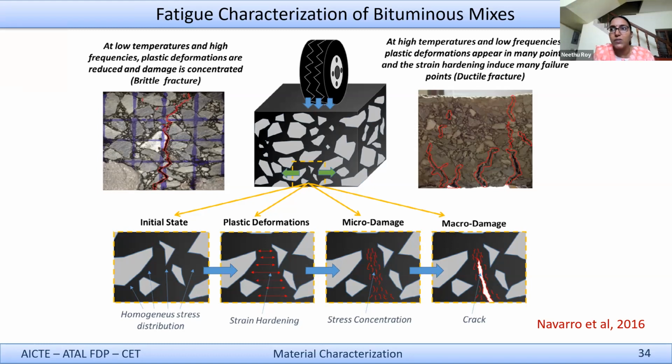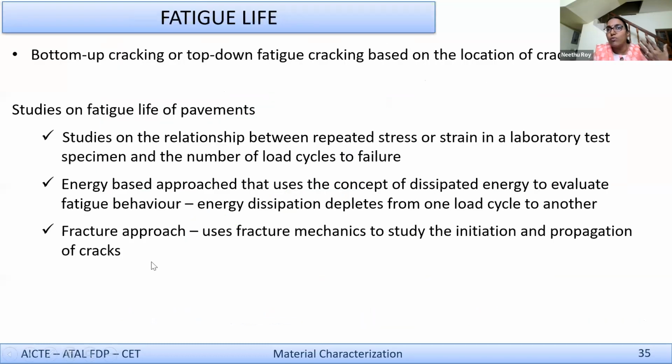So with the number of load repetitions, there will be an initial stage when the stress distribution could be uniform in the material, and then a certain stage will be reached when strain hardening happens. Then stress concentrations will happen, and micro cracks will be converted to macro cracks. Cracking does not happen instantaneously. It happens over a period of time, where there is a coalescence of the micro cracks, and gradually it will lead to macro cracking.